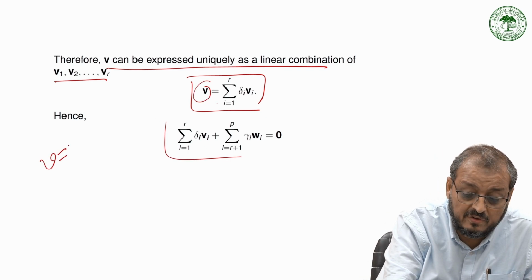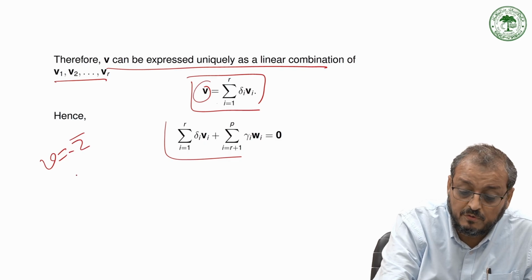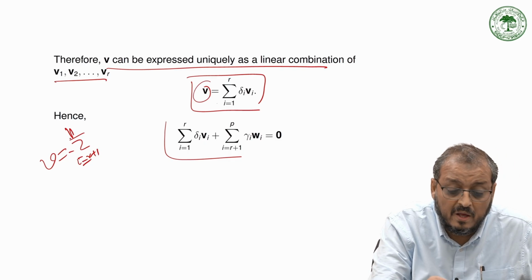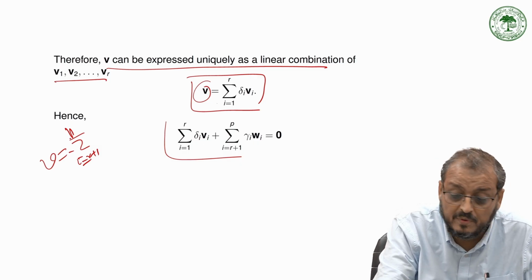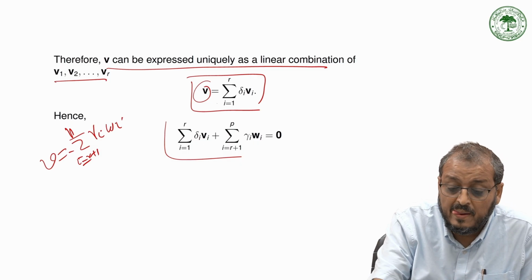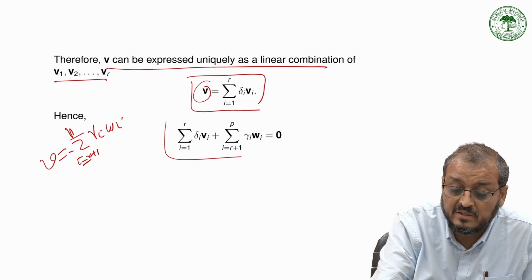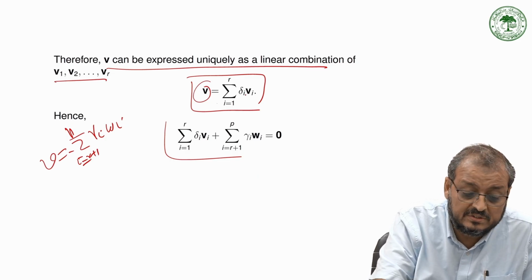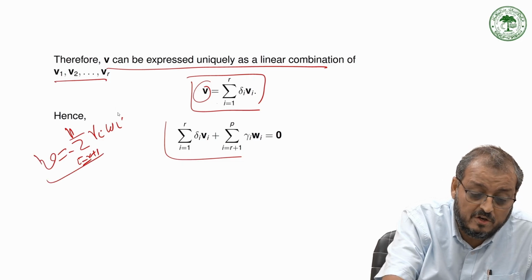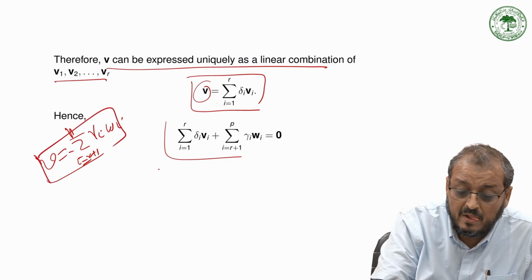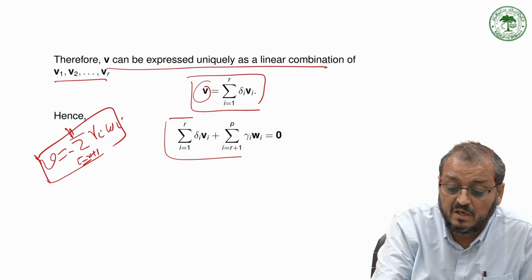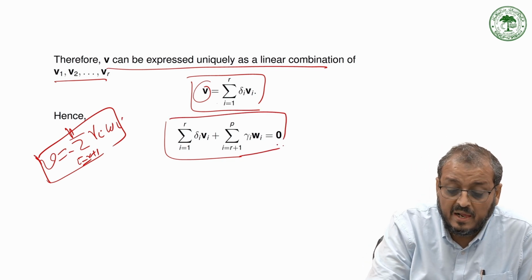In the other expression, v is equal to minus the sum, with i running from r plus 1 to p, of gamma i wi. So we can replace the value of v into this form, and this can be written as this plus this is equal to the zero vector.